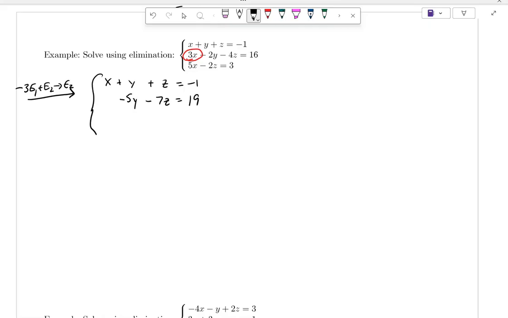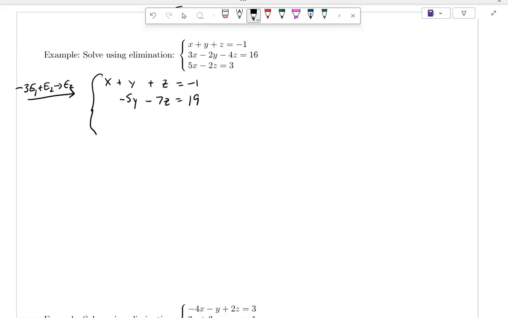Let's go through them by step here. Negative 3 times y is negative 3y plus negative 2y. I don't know why I said a z. Try that again. Negative 3 times a positive y is negative 3y plus negative 2y is negative 5y, right? Negative 3 times z is negative 3z minus 4z is negative 7z. Negative 3 times negative 1 is positive 3 plus 16 gives me 19.